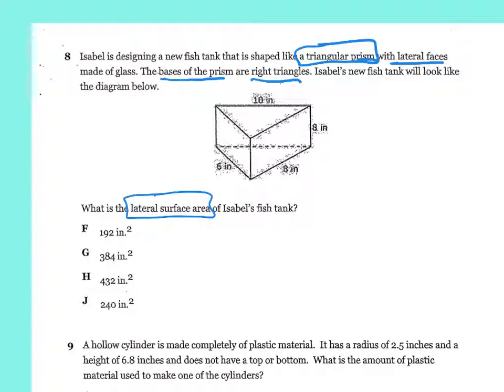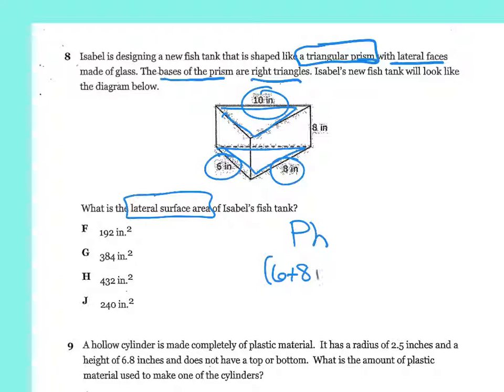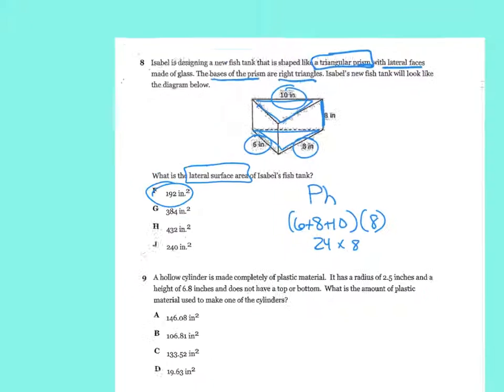So come to your formula chart, under surface area, under lateral, and under prism, your formula is PH, where P is the perimeter of the base. So my base is the triangle, so that means I add all of those 3 sides up and multiply it by the height of the whole prism. So I've got 6 plus 8 plus 10 is 24. 24 times 8 is 192.